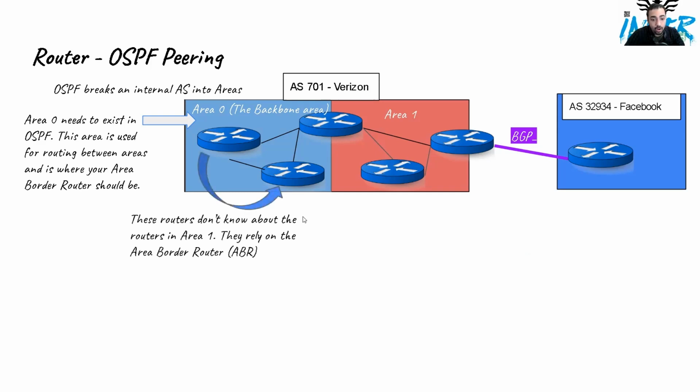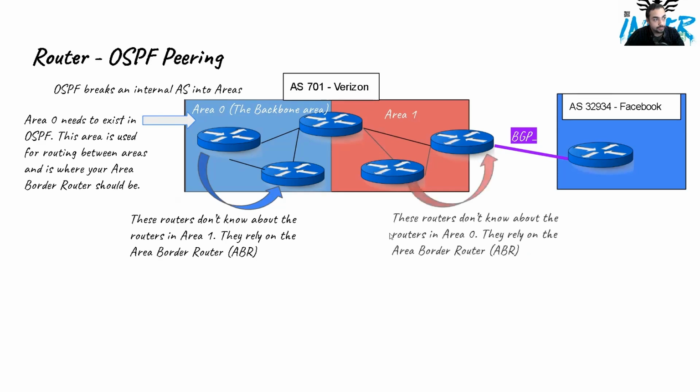The routers that aren't the area border router rely on the area border router to route any data into area 1. So these guys need this router to route traffic. And the same case goes the other way. So these routers in area 1 need the area border router to go to area 0. And here we have the area border router, which connects both areas.